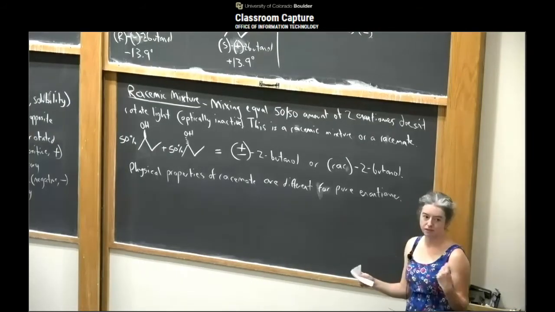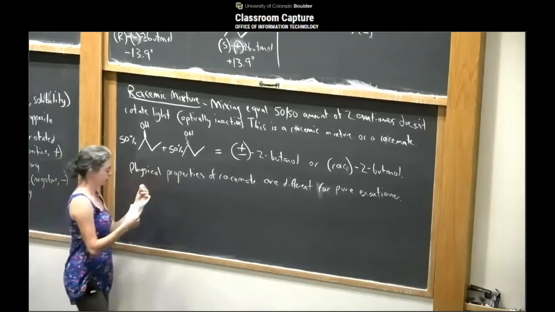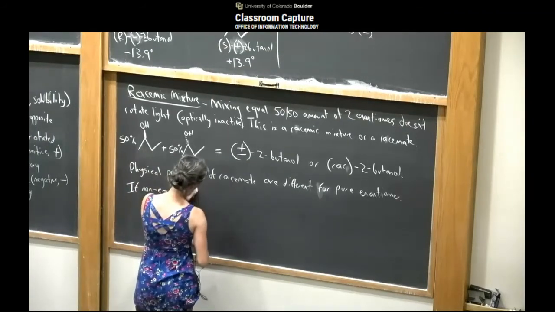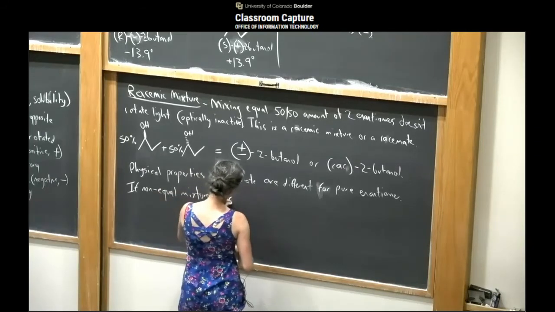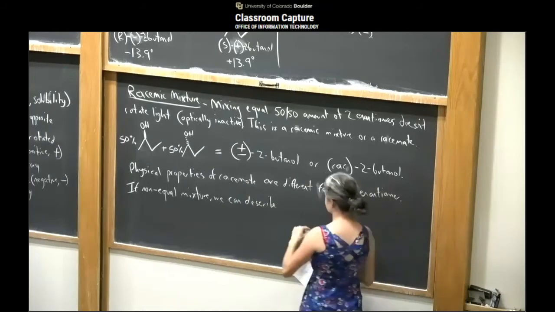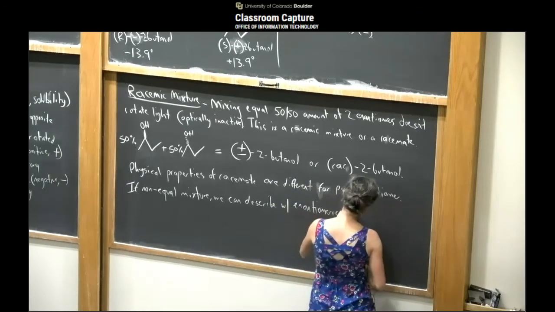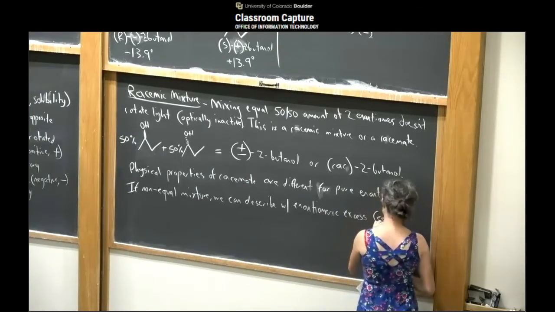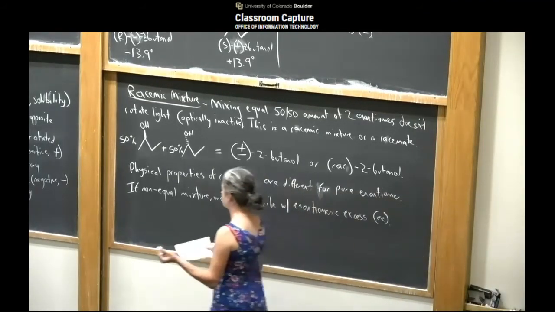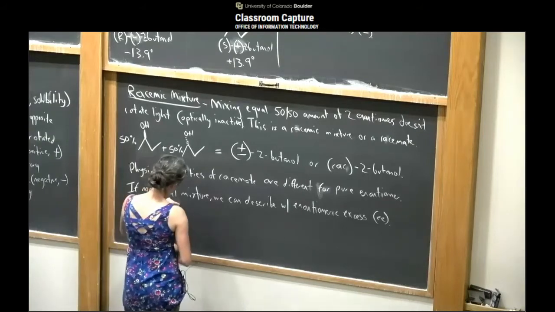So one last thing we're going to cover here as far as quantifying actual amounts of chirality. What if we have a non-50-50 mixture? We can describe that with what's called enantiomeric excess, or lowercase e.e. for short. This is just the percent of the more prevalent enantiomer minus the percent of the less prevalent enantiomer, or in other words, the percent of the major minus the percent of the minor.